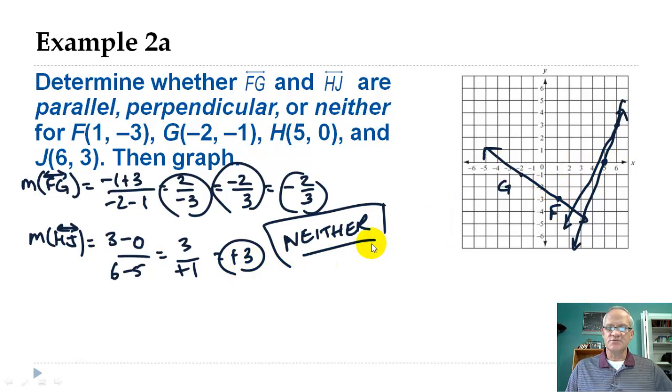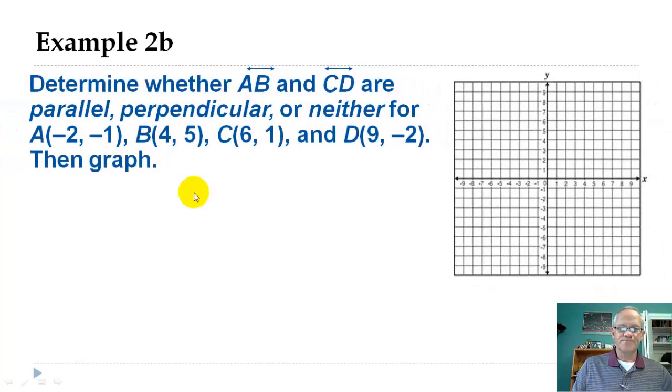So it didn't change our answer here. It's still neither, because these are not negative reciprocals of each other. In order for this to have been a negative reciprocal, it would need to have been 3/2. That would have made it perpendicular. Okay, one more like this.